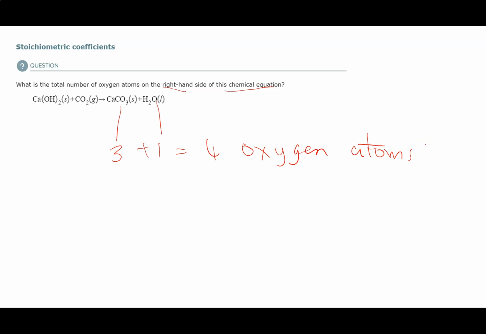So being able to correctly count up the number of atoms of a given type in a formula is the first step in being able to balance. Okay, so this one says balance the chemical equation below using the smallest possible whole number stoichiometric coefficients. So let's see what we've got. And this is non-interfering coefficients, so it's going to be an easier one.